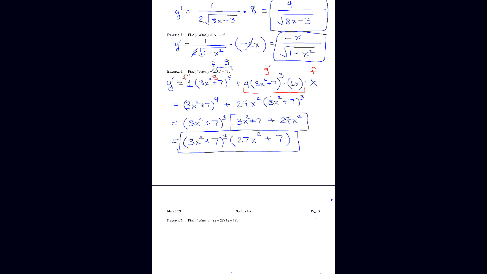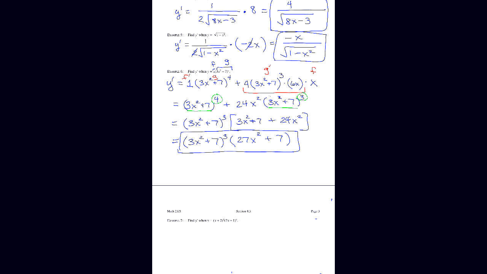Questions? From here to here? So I'll need the green color. All right. So here, notice that I have 3x squared plus 7 to the 4th power, and 3x squared plus 7 to the 3rd power. So I can factor out those.